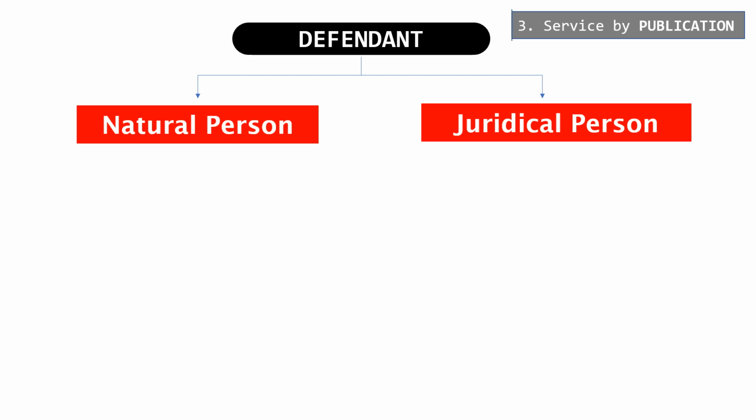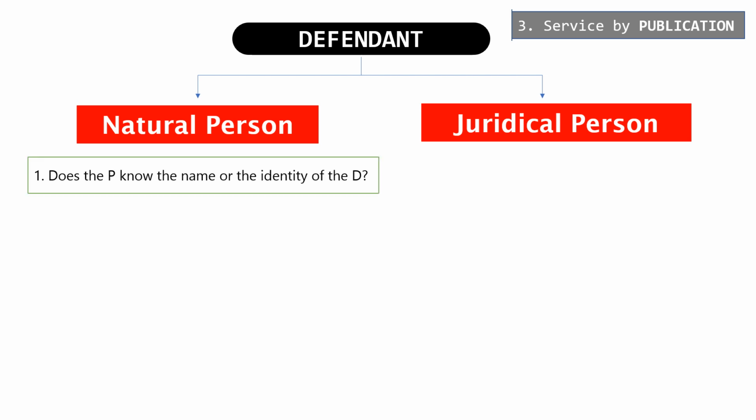How about if the defendant in your problem is a natural person? So, paano aatakihin? This is my tip. First, ask yourself, does the plaintiff know the name or the identity of the defendant? Bakit? Kasi kung hindi niya alam ang pangalan, he does not know the identity of the defendant, then you can serve summons by publication.